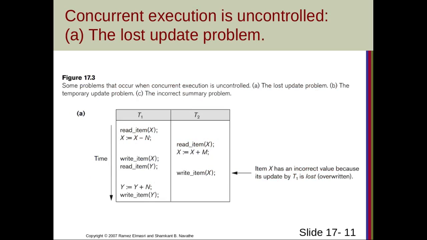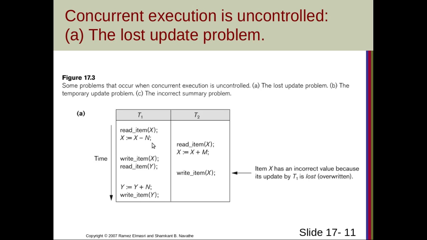Here, time starts from T1. After executing two statements of T1, two statements of T2 are executed. After that, two statements of T1 are executed, then one statement of T2, and after that, two statements of T1, like that. So read item X, X := X - n. Those are the first two, and there is no problem.